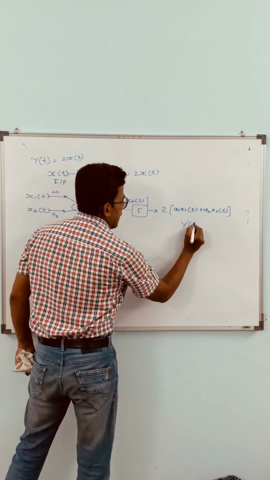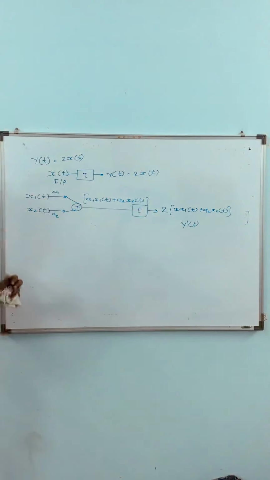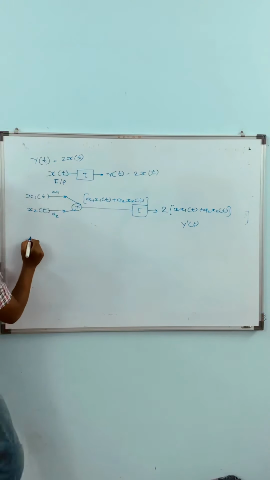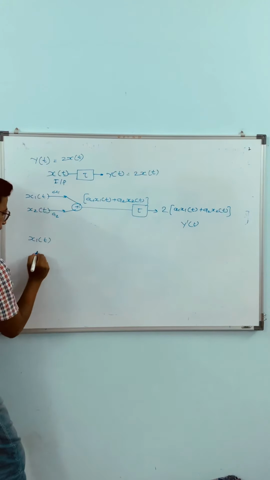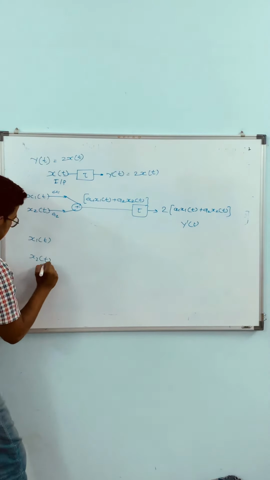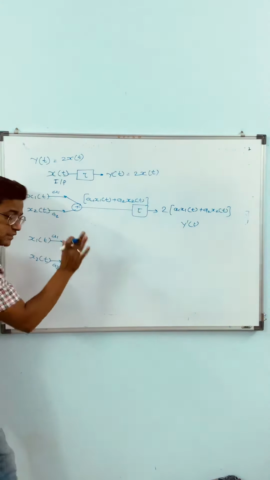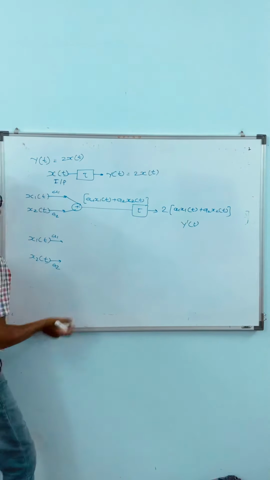This is called y dash of t. Listen carefully. This is a different numerical. x1 of t, x2 of t. Here follow the second step. Again, a1 is here, a2 is here. Listen carefully and observe carefully also.